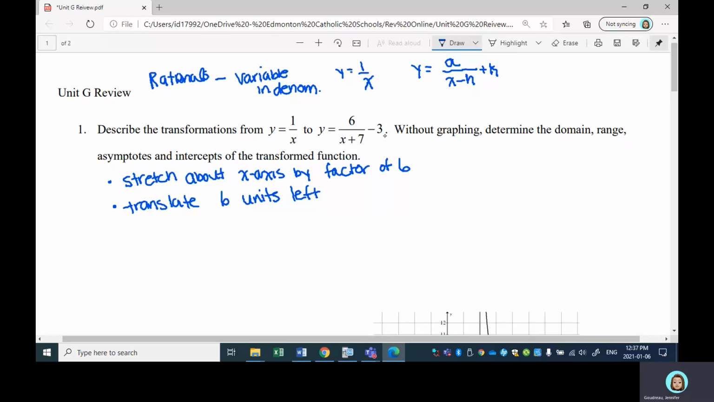So this graph is going to translate 7 units to the left. And we also have a k value of -3. Because it's negative, it moves down. So we are also going 3 units down. So there's the description of the transformations from our base function to our new function.